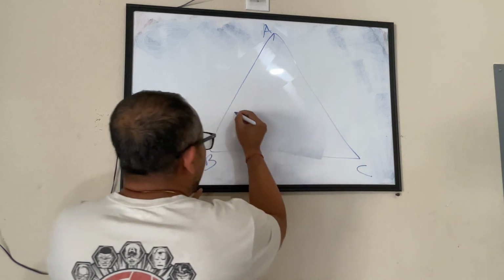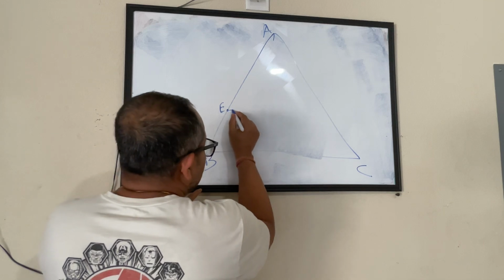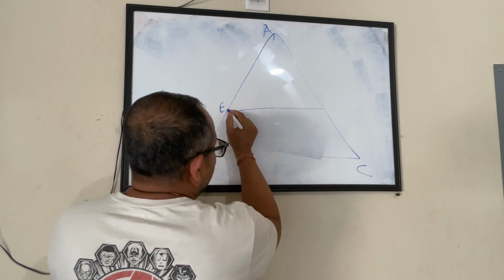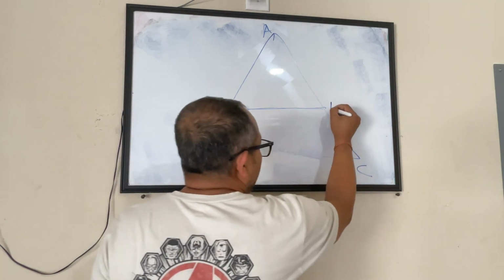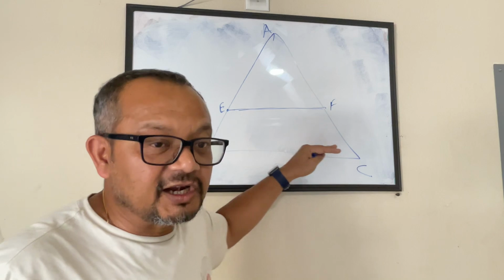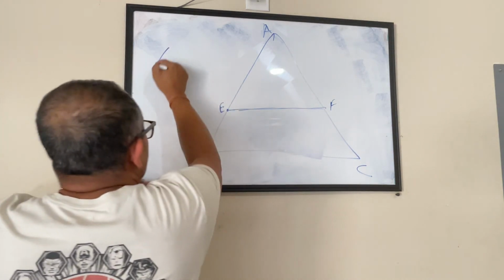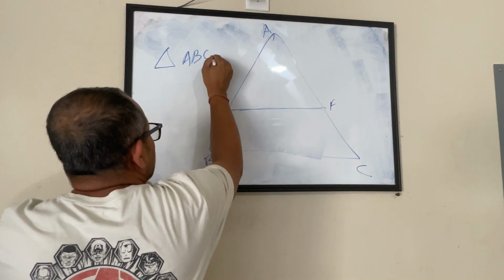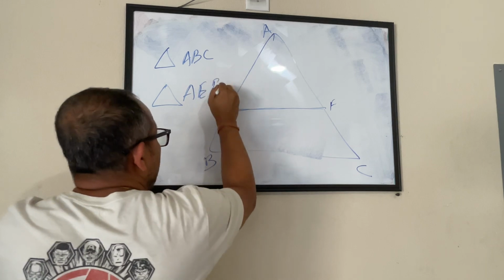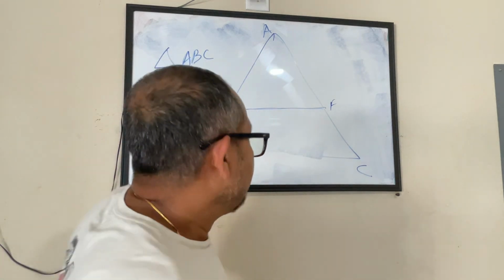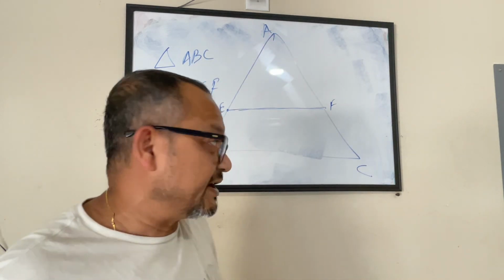What did I do? I picked a point here, calling it E, and I drew a line parallel to BC, which cuts this at point F. I said line, it's not a line, it's a line segment, but it's okay. Now, I am saying that triangle ABC and triangle AEF are both similar triangles. Meaning this daddy triangle and the baby triangle are both similar. That's what we are saying.